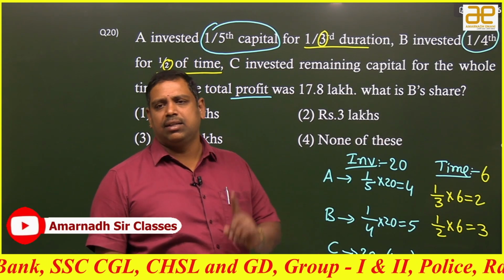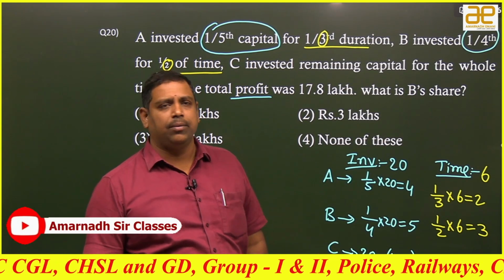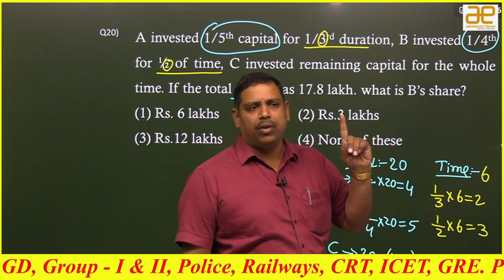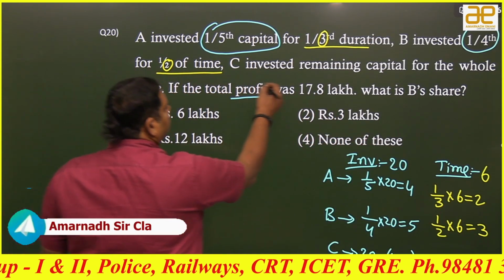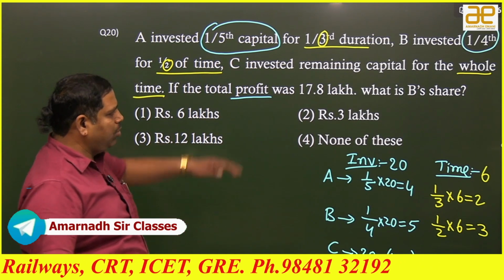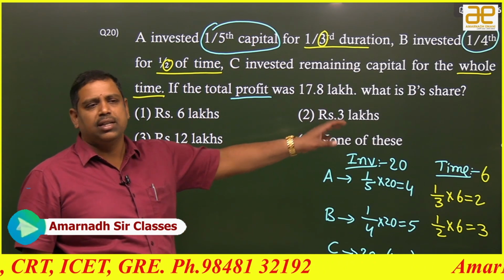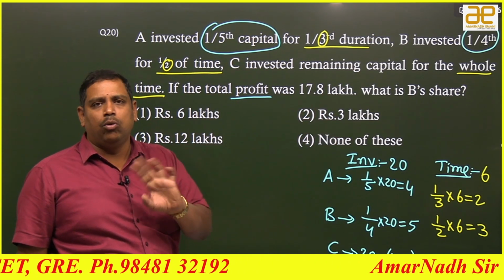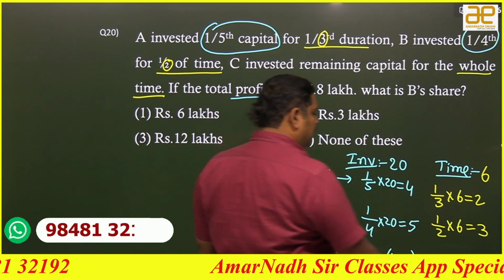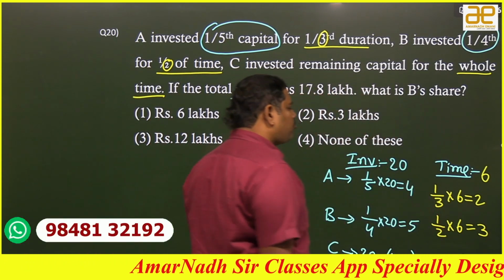Everybody will say that 1 is the one. That is the perfect wrong answer. You said 6, 2 plus 3 is 5, removed and you got 1. But if you read the question, C invested the remaining capital for the whole time. Hope you understand. In this model, a quite common mistake that students make is taking the time period as 1. No, C is in the business for the whole time. Whole time means all the 6 he is in the business.